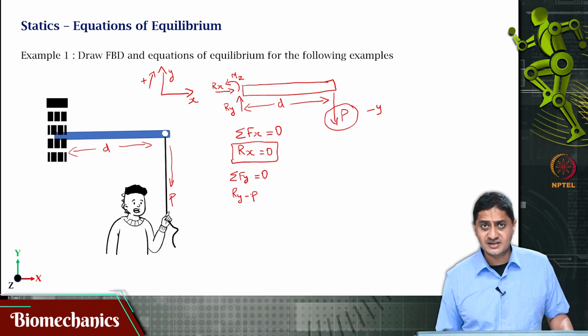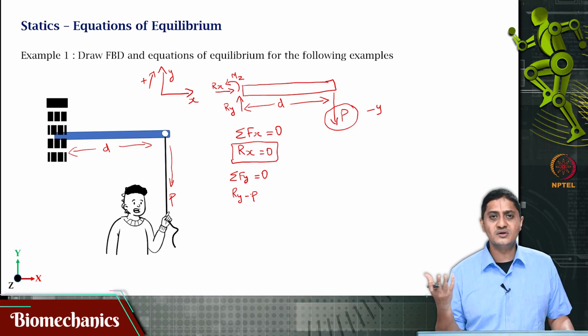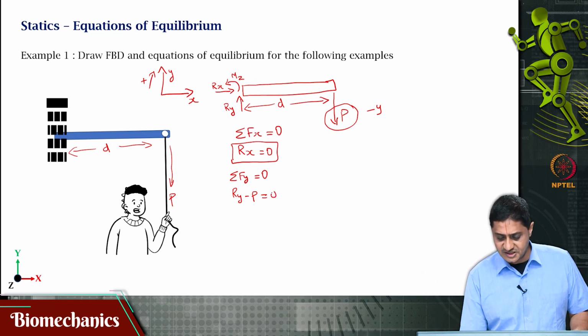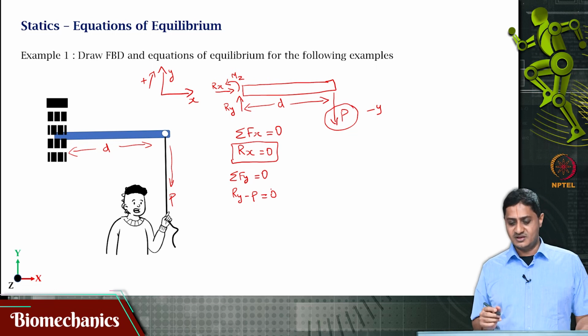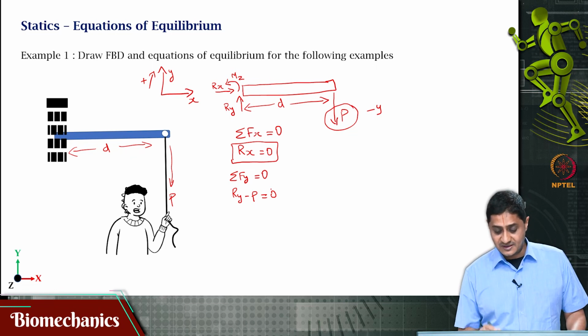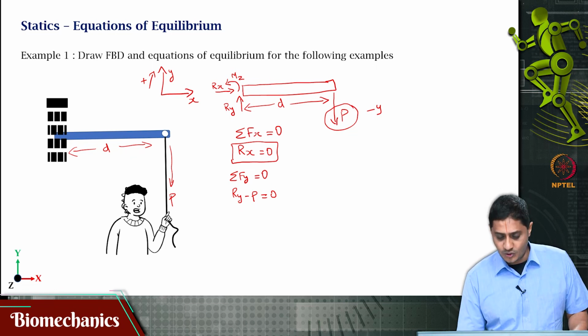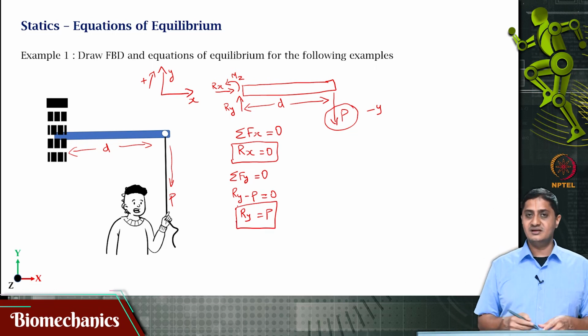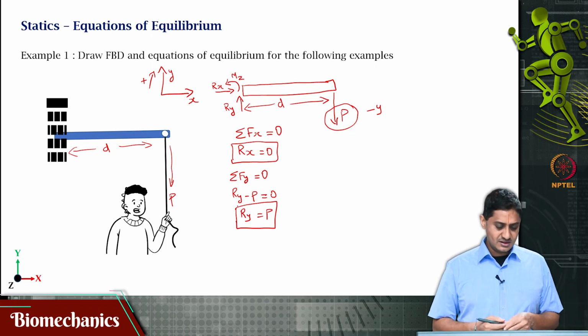One is Rx, but that is in the x direction. One is Ry, the other one is P. Those 2 are in y direction, I have written them, and there is no other force in the y direction. That means that the expansion of sigma Fy equal to 0 is Ry minus P is 0. That means, because P is a known, I can actually write this as Ry, the value of Ry is P. This is something that I can write, right.